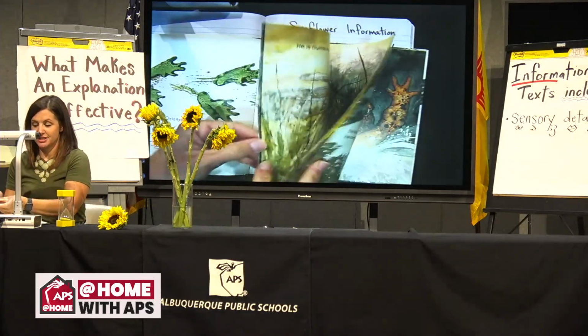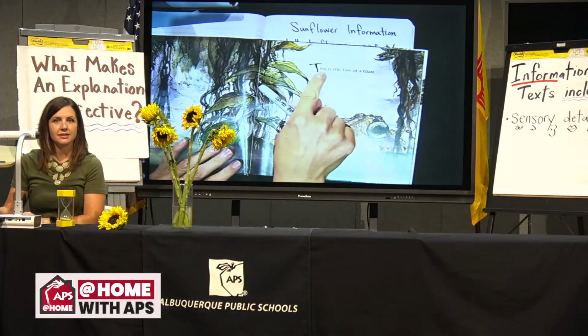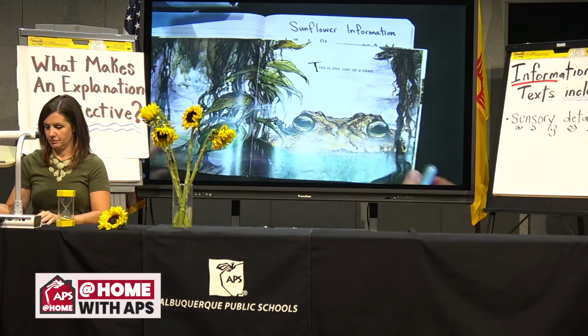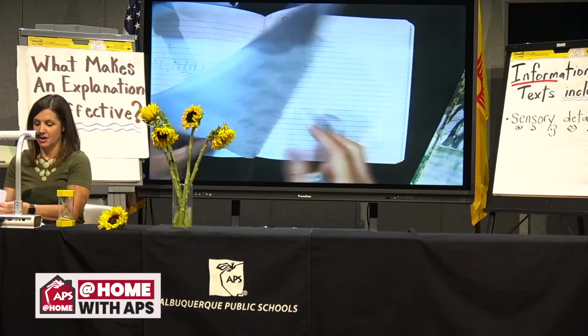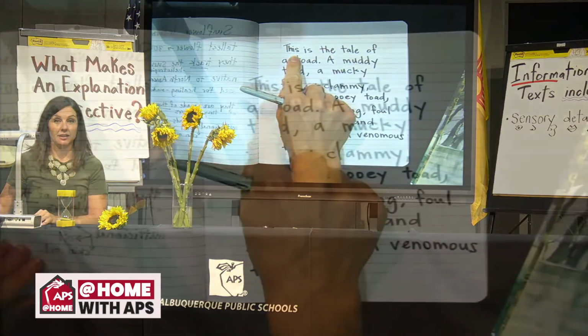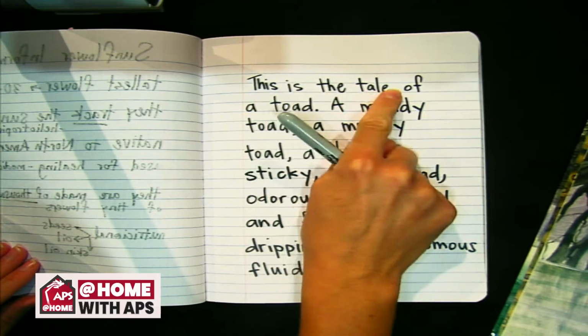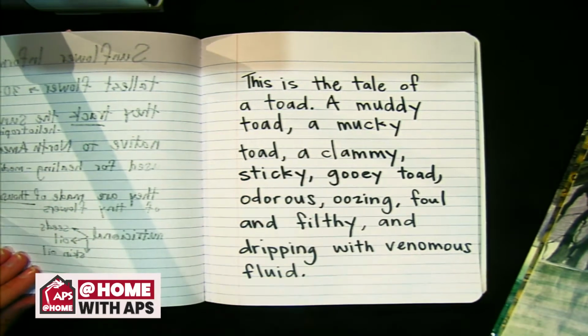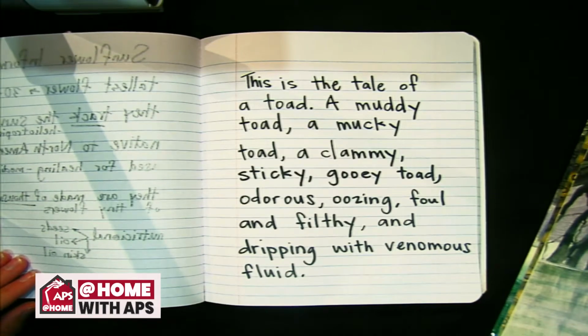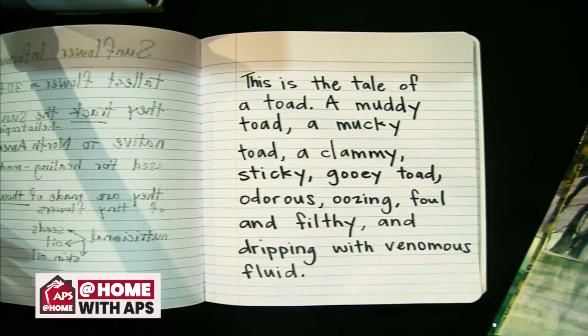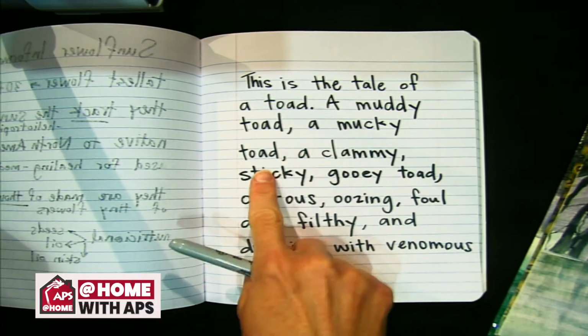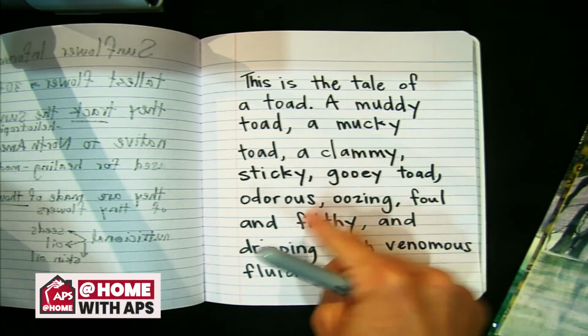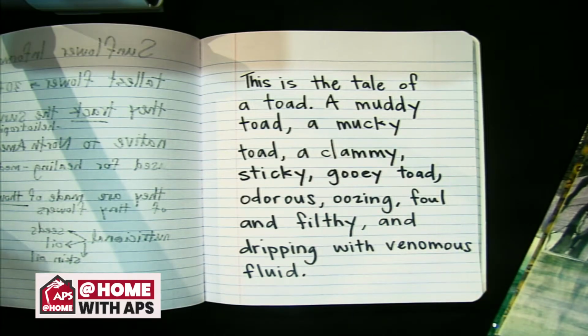Now, the very first sentence says this is a tale of a toad. What I did was I copied it exactly. This is the tale of a toad. This next sentence, the second sentence of this book, a muddy toad, a mucky toad, a clammy, sticky, gooey toad, odorous, oozing, foul and filthy, and dripping with venomous fluid. Wow. That's a lot in just one sentence.